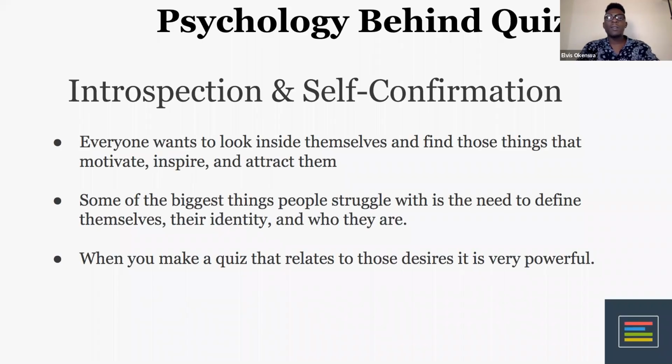The first psychology is introspection and self-confirmation. Everybody wants to look inside themselves and find those things that will motivate, inspire, and attract them, all in an effort to understand themselves better. One of the greatest things that people struggle with is defining themselves, their identity, who they are, in a positive way. Quizzes help fulfill this need people have to define themselves. Every time you take a quiz, it usually confirms something that you already know or thought. So if you can make your quiz relate to those desires, it will be very powerful. So introspection and self-confirmation is the first psychology behind quizzes.